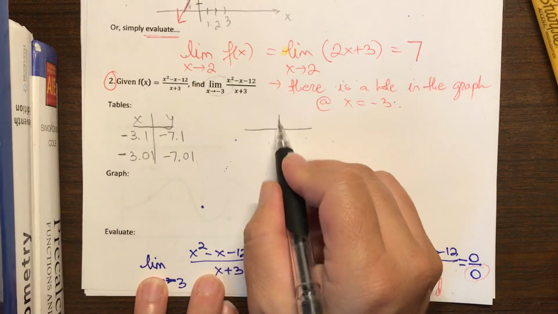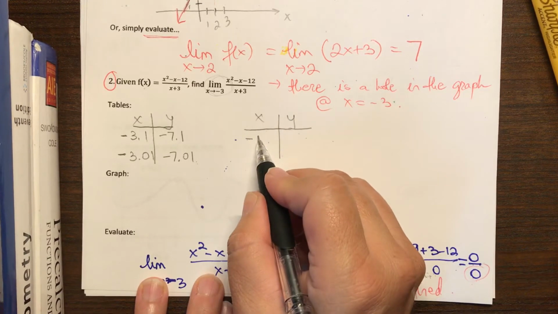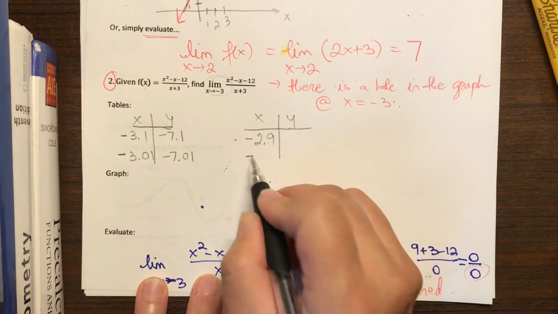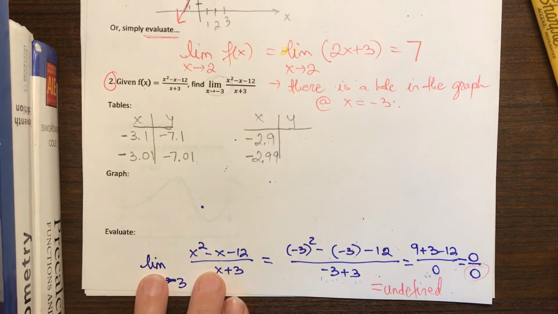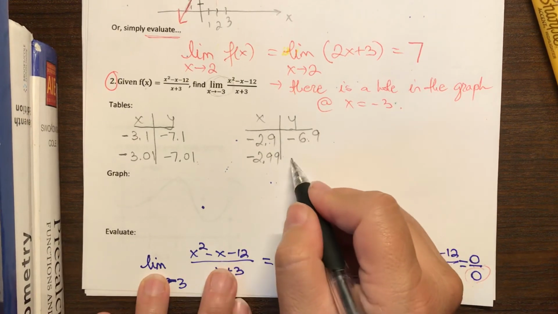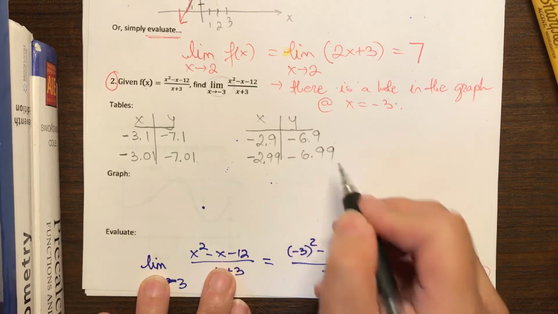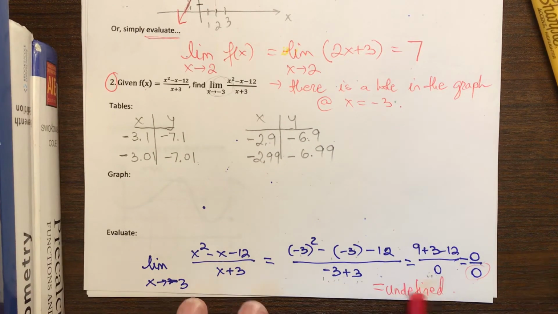And then sure enough, we have to go the other way. Negative 2.9 is right to the right of negative 3. It's a little larger than negative 3. That's going to get you a negative 6.9. And that's going to get you a negative 6.99. But again, pause the video, plug in the values for yourself. Don't just believe me, okay?